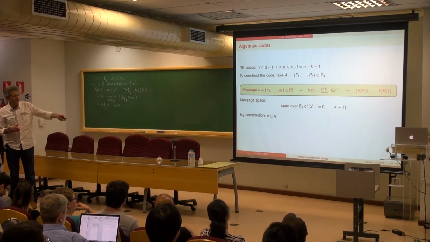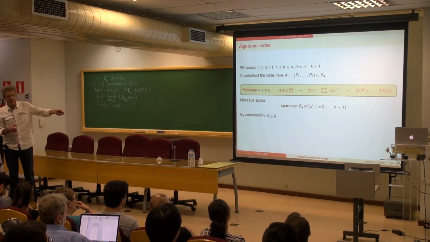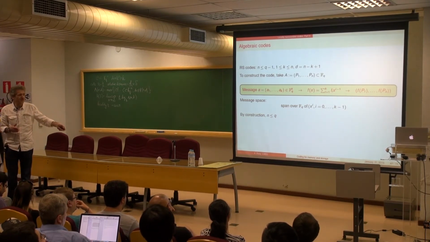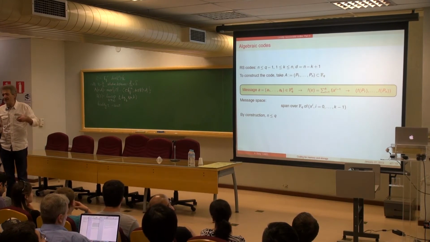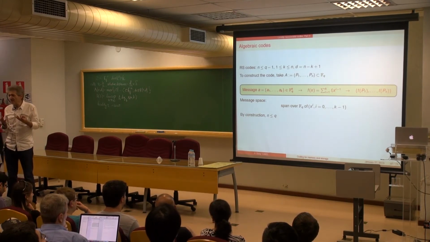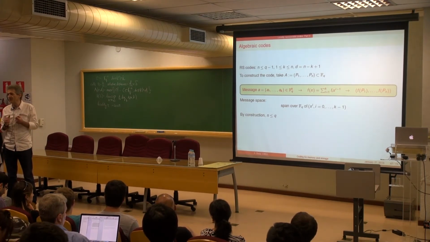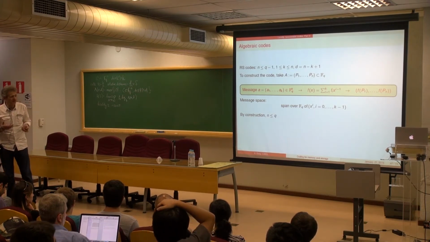So by construction, of course, the length is at most q, because we are taking n points in the field, and there are only q points. So the length is constrained. That is the first obstacle in the way of generality. What if we want larger length over the same field? Reed-Solomon codes do not give us that, so we need something else.